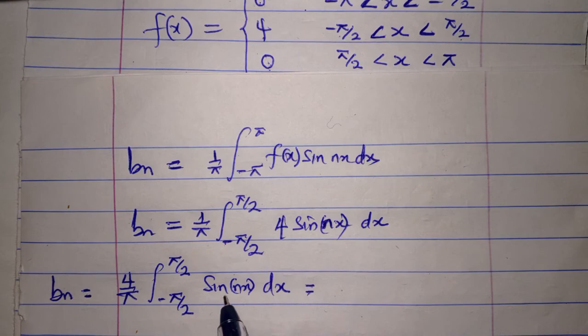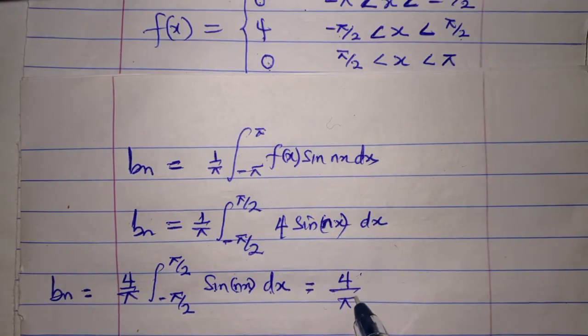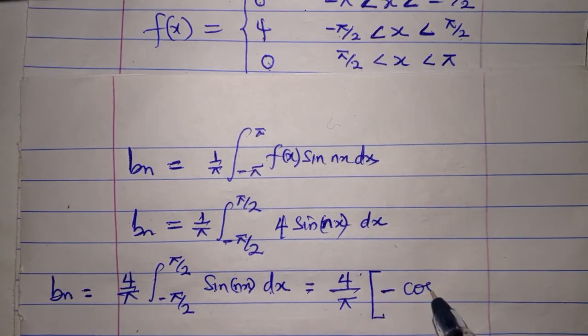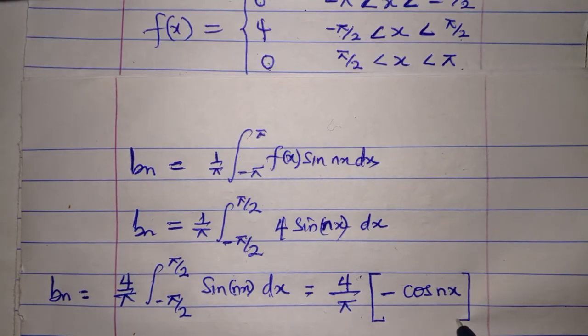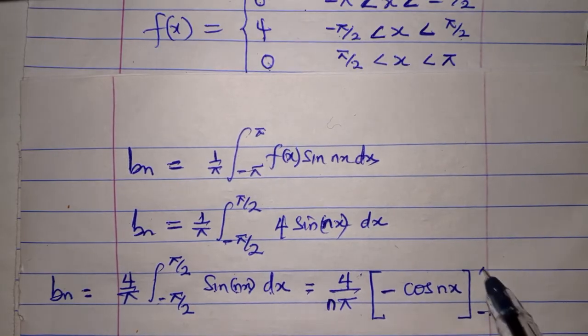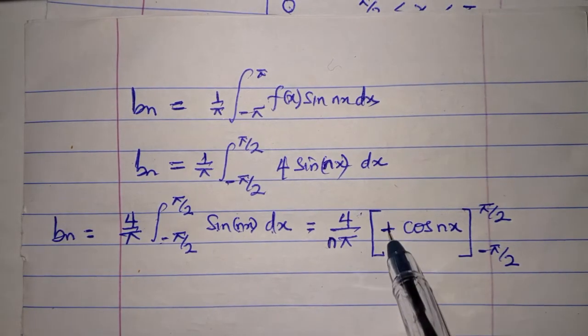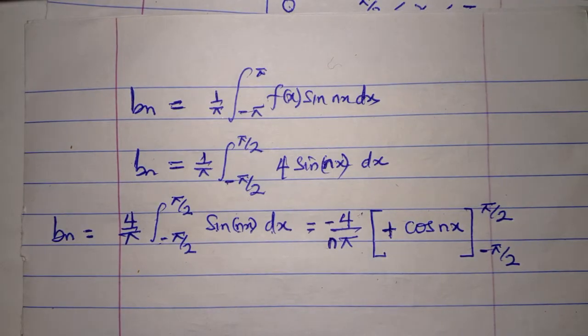The integral of sin x dx is minus cos x. So the integral of sin nx dx is minus cos nx all over n. So we're having 4 over pi times minus cos nx all over n. That n can come out to multiply this pi. The integration is from negative pi over 2 to pi over 2. This minus can also come out. If it comes out, here becomes plus and here becomes minus. Okay, so let's proceed now.